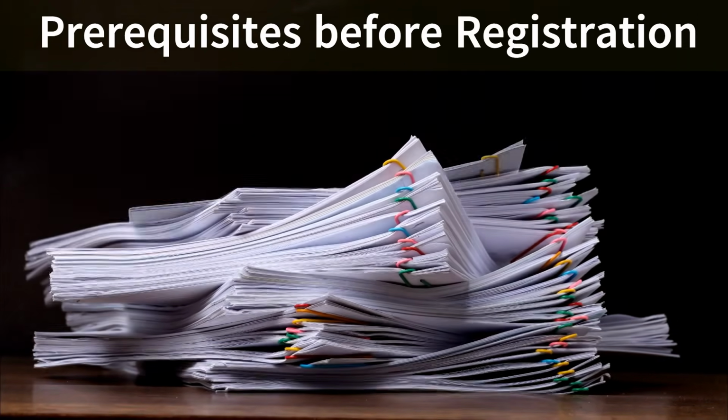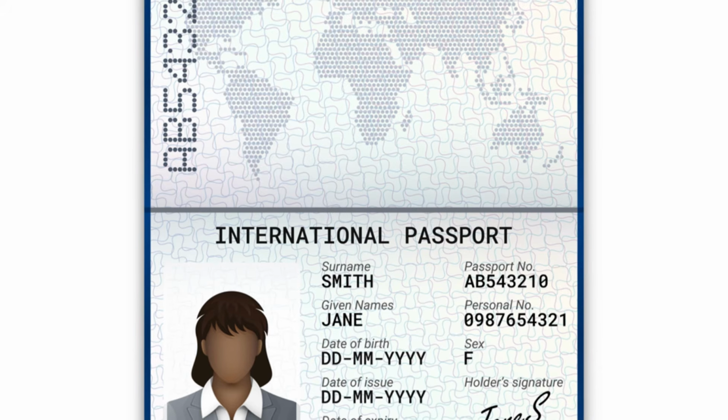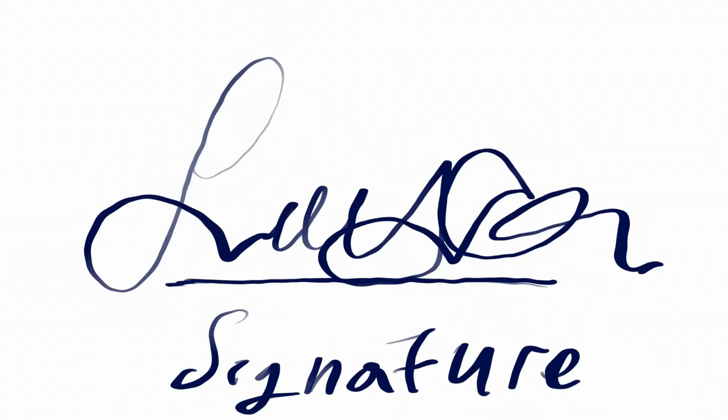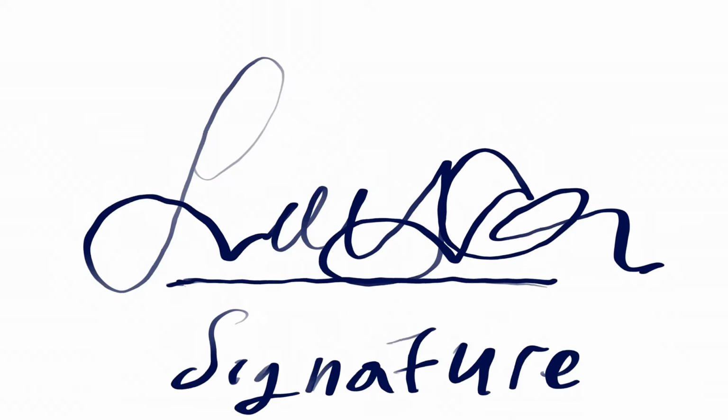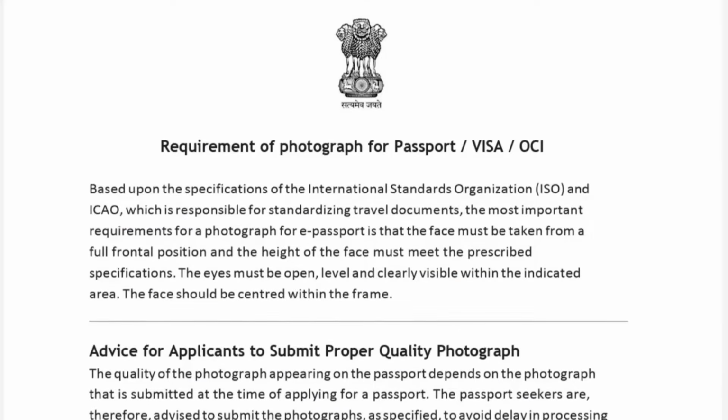Now, before you register to apply for OCI, you must have some documents ready. You will need a passport-size picture and an image of your signature. The maximum size allowed for the images is 500 kilobytes. Let's go through the photo requirements.